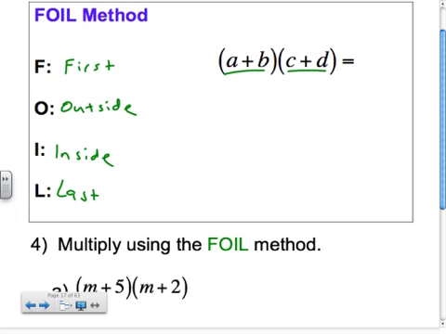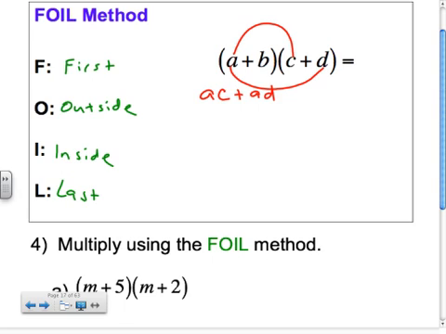Okay, and so essentially what it means is if you're going to use the FOIL method, you identify the first terms in both polynomials. In other words, you would take A and C since they are first, and you would multiply them together, and you'd end up with AC. And then the O stands for outside. A is all the way to the left, D is all the way to the right, so I would multiply those 2 things together and get AD.